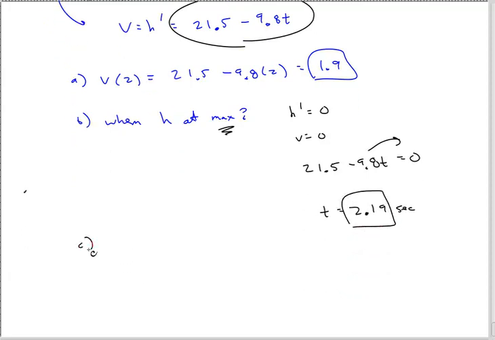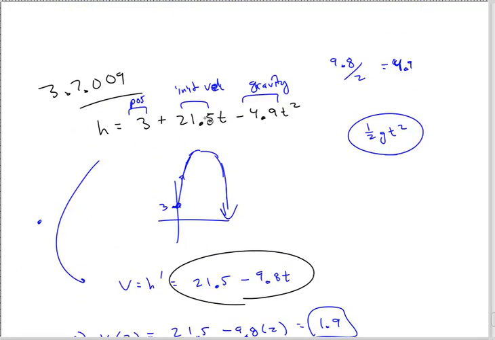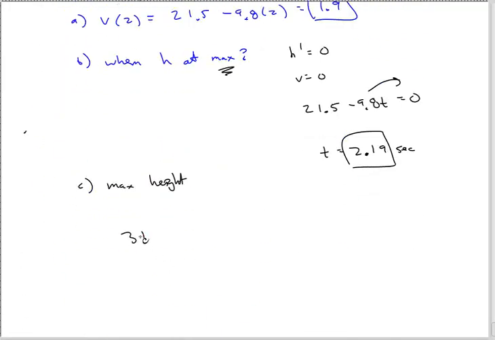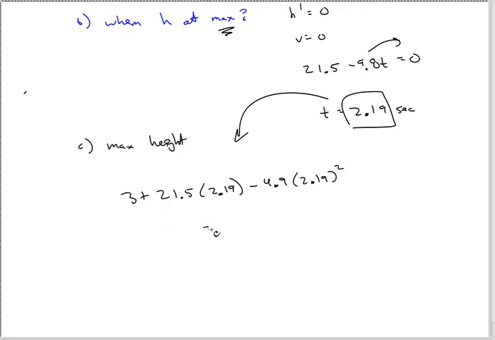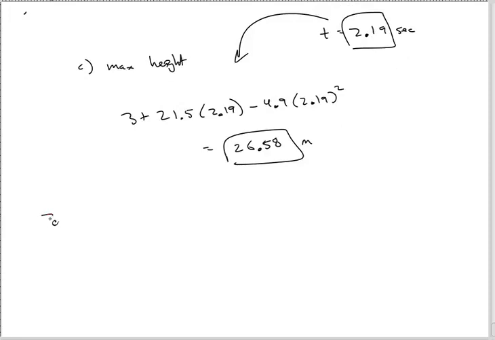And then it says, well, what's the max height? Now that we have when the max happened, it's very easy to find the max height because I'm going to take my height formula and plug it in. So 3 plus 21.5 times the 2.19. Again, I'm just plugging this guy in. And then minus the 4.9 times 2.19, and then all squared, and I get 26.58. And then apparently that's in meters. And apparently there's even more questions about stuff, but I didn't feel the need to actually put anything on my paper, so it means it's probably good enough.